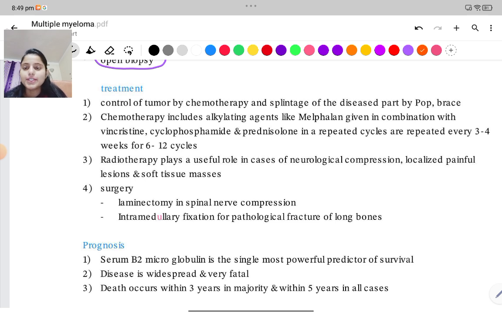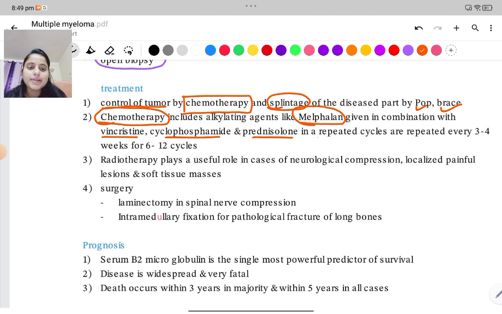For the treatment, we control the tumor by chemotherapy and splintage of the diseased part by the plaster of Paris and the brace. Chemotherapy is used like melphalan, which is given in combination with vincristine, cyclophosphamide, prednisolone in repeated cycles and are repeated every 3 to 4 weeks for 6 to 12 cycles.